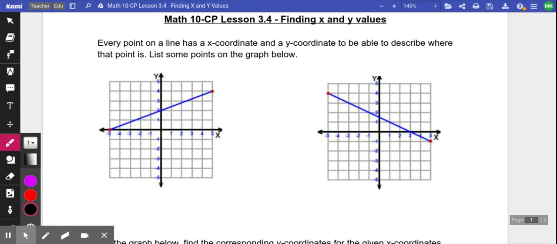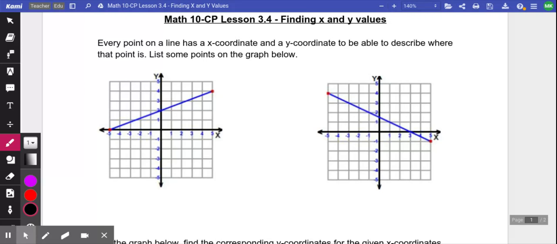Today we're going to do lesson 3.4, and we're going to talk about finding some x and y values. We're going to do that on graphs, and then we're also going to do that with equations. Before we get into all that, let's just remind ourselves a little bit about graphs.